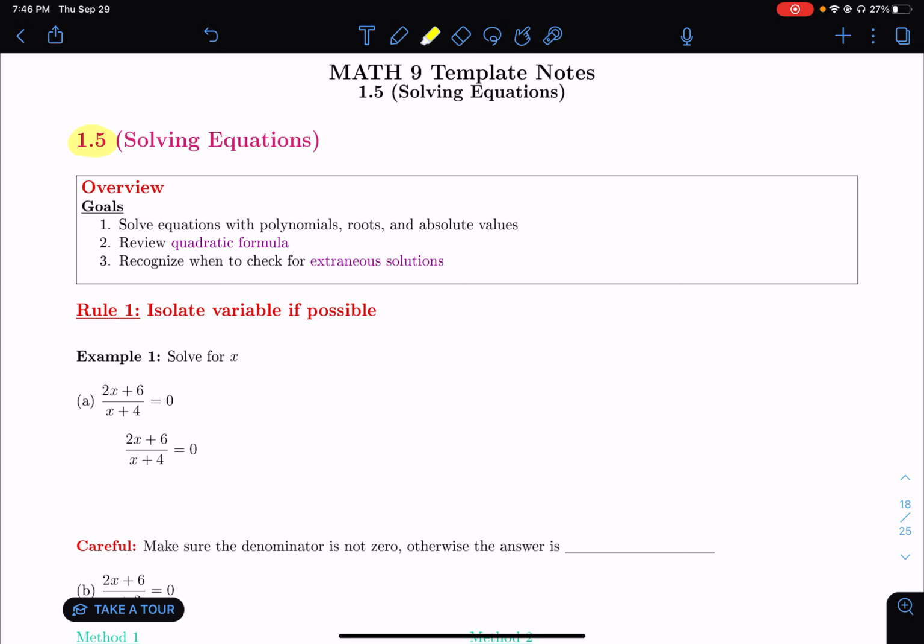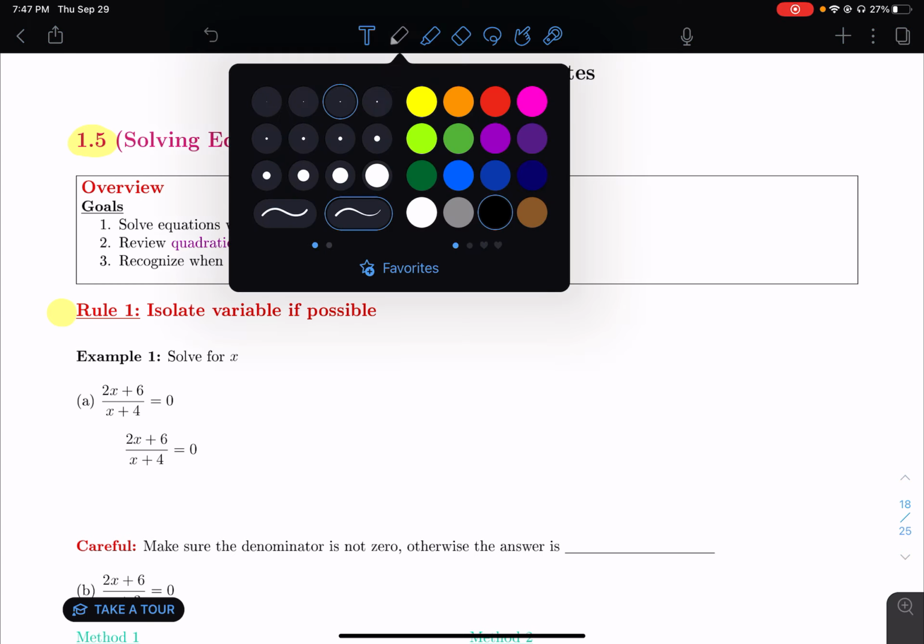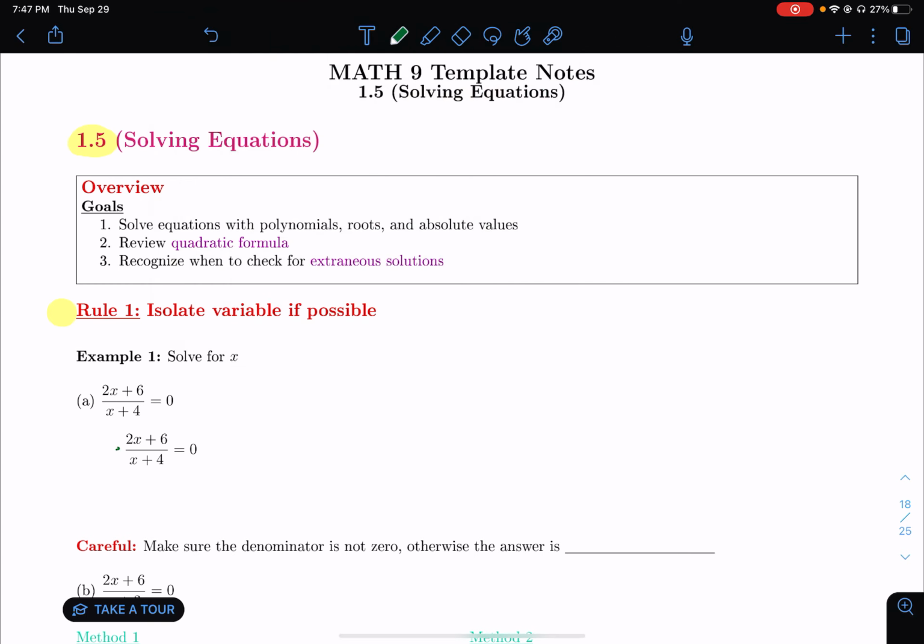All right, so our first rule for solving equations says that we want to try to isolate the variable if possible. So let's look at an example. In this first example, part A, I got this equation. I got this fraction equals 0, and I'm going to try to isolate the x. So to do that, let's multiply both sides by the denominator, by x plus 4.